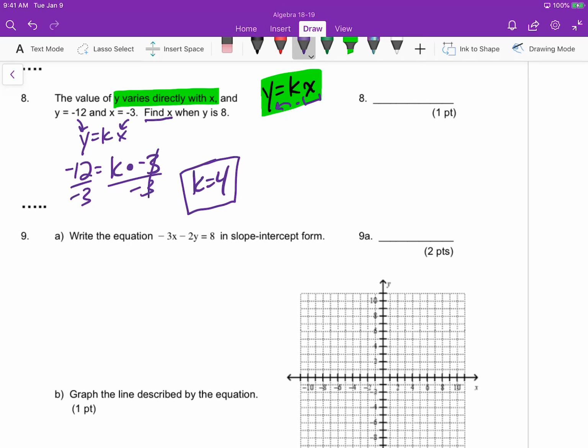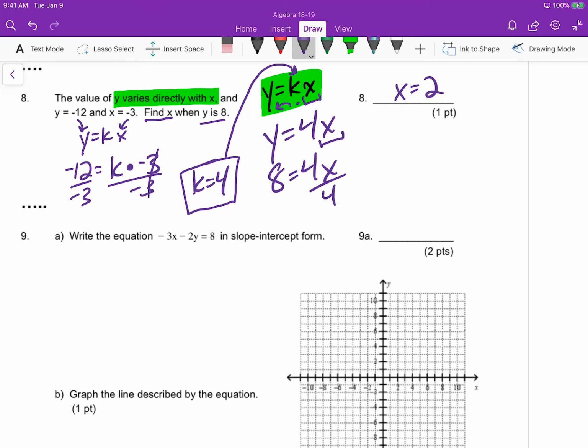It's asking me to find x when y is 8. Now that I know k, the actual equation is y equals 4x, and the question is to find x when y equals 8. So 4 times x equals 8. Of course, you should get the answer x equals 2, but if you can't do that in your head, no problem. Just divide both sides by 4, and you would get x equals 2.